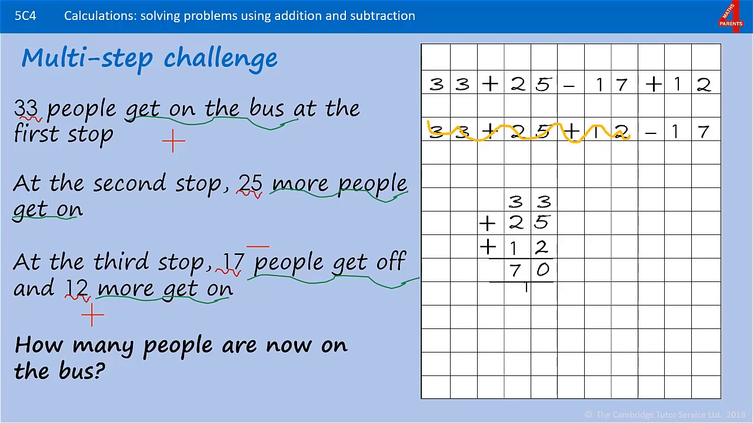Now we need to deal with the subtraction. 70 people take away the 17 that got off. 0 take away 7 we can't do, so we take 1 from the tens column. That becomes 6 tens. Now we have 10 take away 7, which is 3, 6 take away 1, which is 5. And we've dealt with that part of the question as well. So now we have the answer to our question. There are 53 people now on the bus.